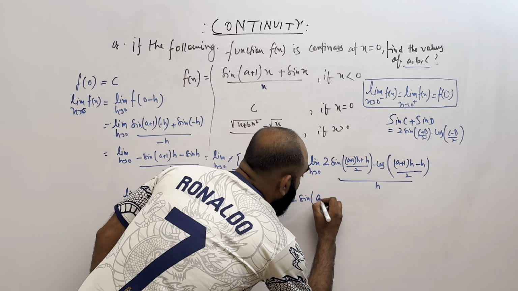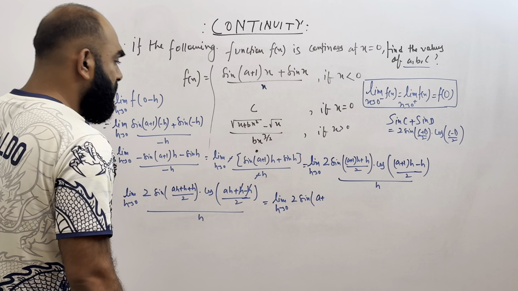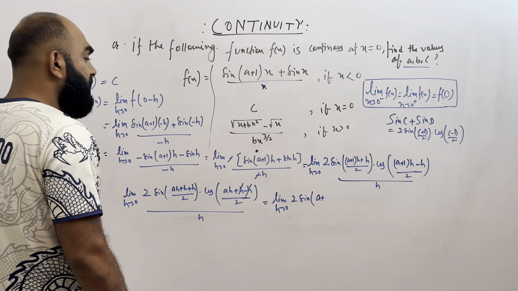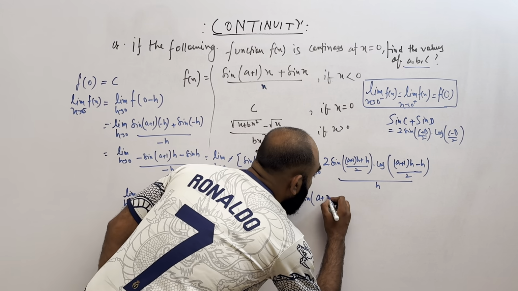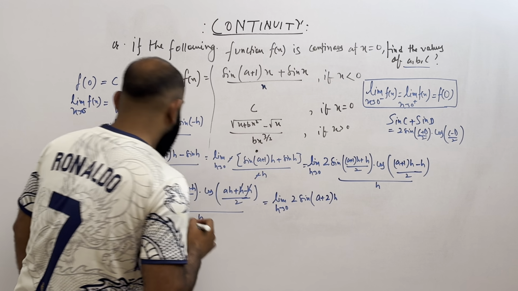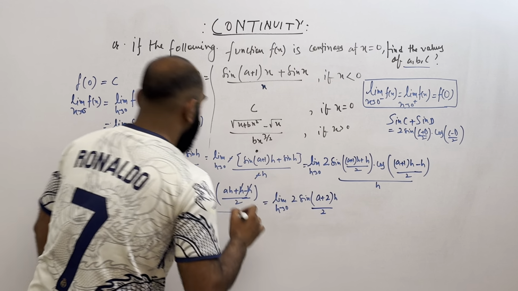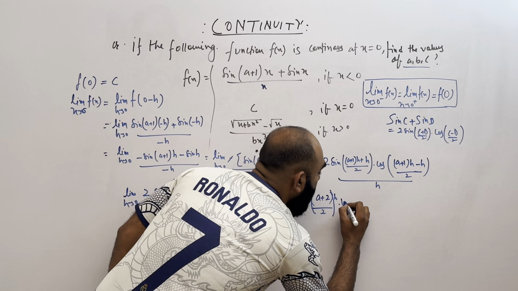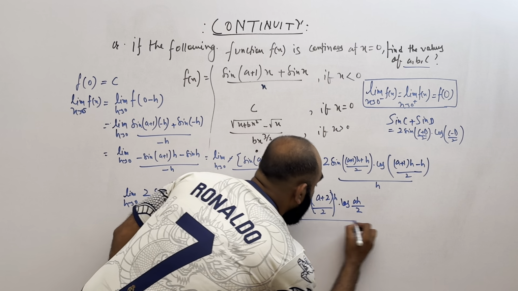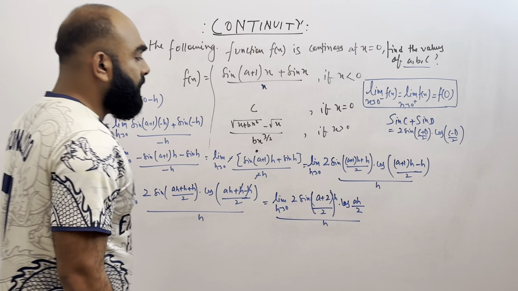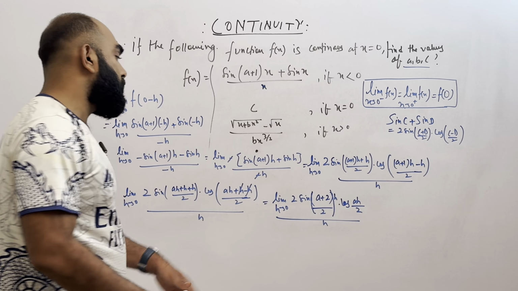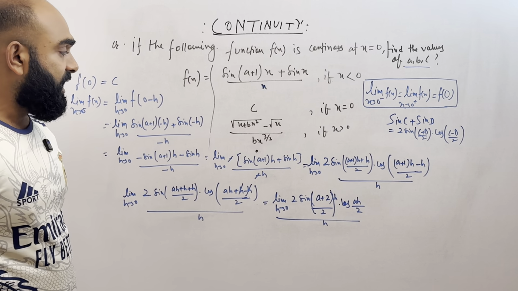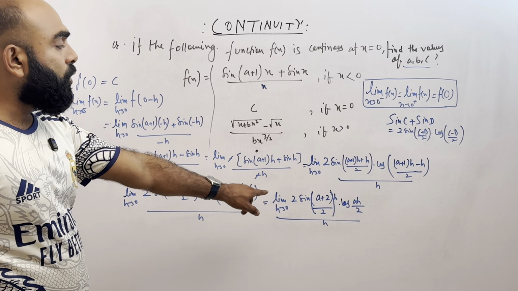Sir, keep it like this: a plus 2h. If I take h common, we get a plus 2 into h divided by 2, into cos of ah by 2, divided by h. Correct? Now, a plus 2 into h: I have taken a plus 2 inside and h outside. Correct, sir. I can write it as a by 2 plus 2 by 2.